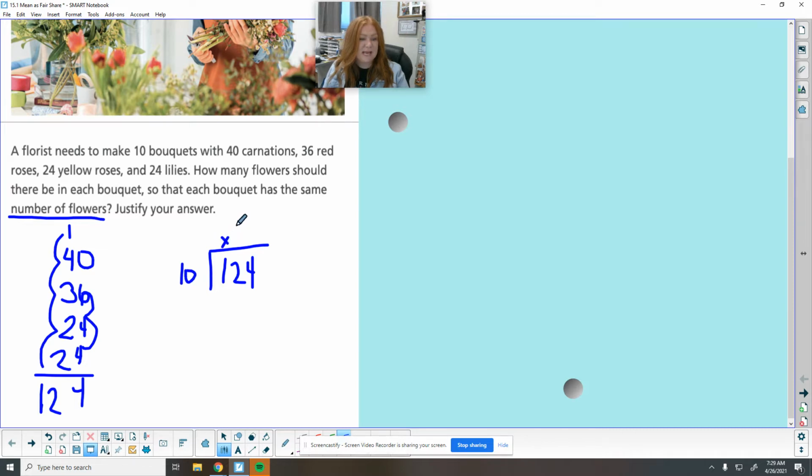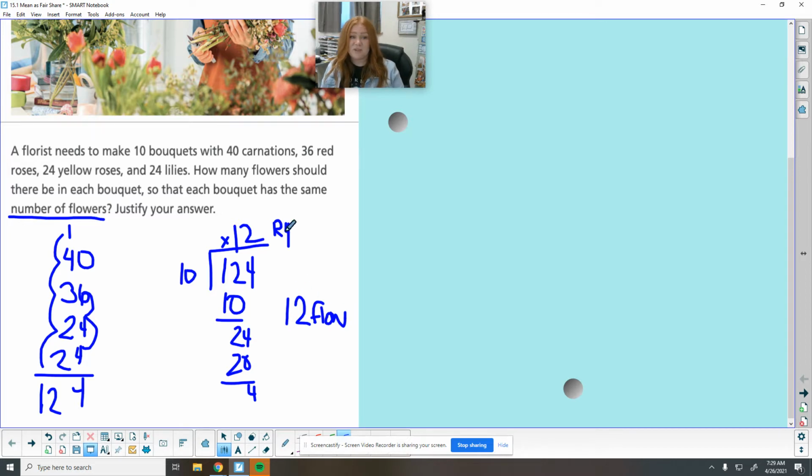So I can see that 10 goes into 12 one time, 2 left over, bring down my 4, 10 goes into 24 two times. And then I've got a remainder here of 4. I've got 4 flowers left over. So my answer is that every flower bouquet should have 12 flowers. And then I'm going to just have 4 flowers left over that are just going to be extra. I don't have enough to give another one to everyone, and they have to have the same. So if I only gave out those 4 flowers, I'd have 4 bouquets that had more and 6 of them that had fewer. So I'm thinking 12 flowers, remainder 4.